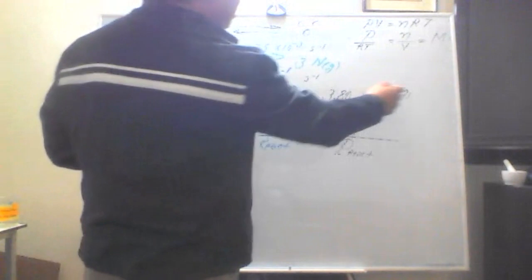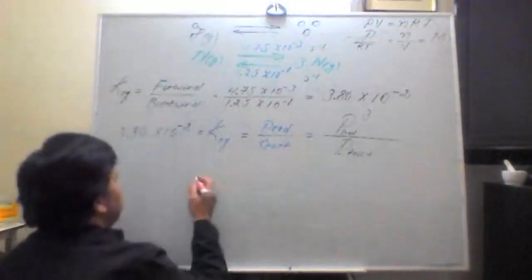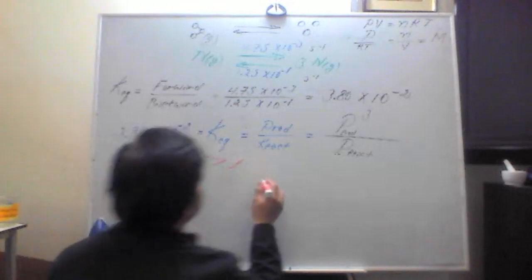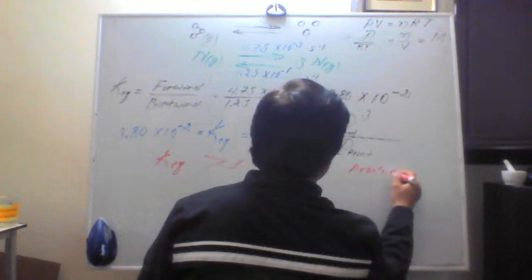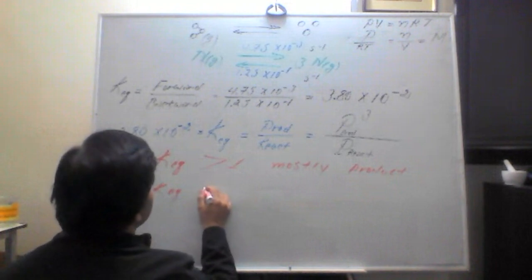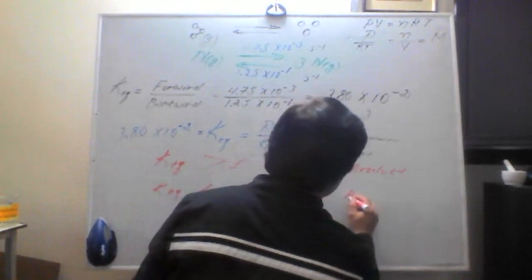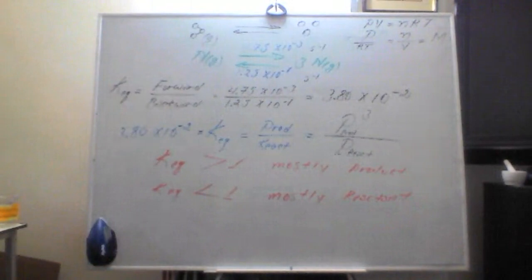Something else to notice here is what we have is an equilibrium constant that is very small. So let's write some observational rules here. If the K equilibrium is larger than 1, then what you have is mostly products. If the K equilibrium is smaller than 1, what you have is mostly reactant. So what we have there is a 3.8 times 10 to the minus 2, a number much smaller than 1. And the conclusion is that we have mostly reactant.